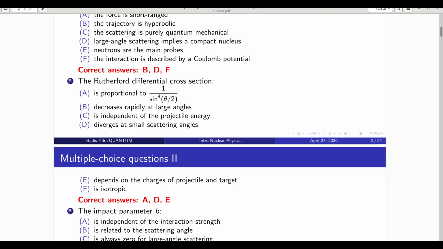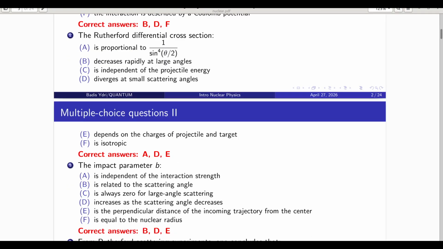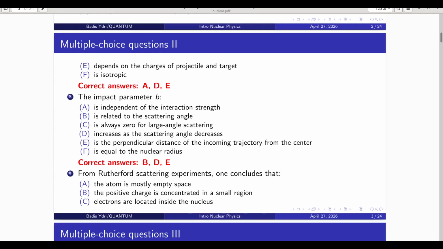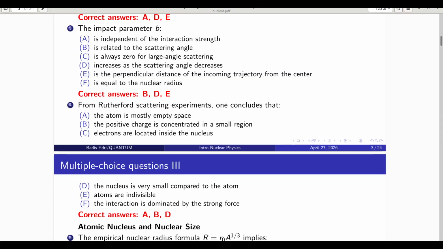The Rutherford cross-section is proportional to 1 over sine to the fourth of theta over 2. It becomes very large at small angles. It also depends on the charges of the projectile and the target. Finally, the impact parameter controls the scattering angle. A large impact parameter gives a small deflection. A small impact parameter gives a large deflection. So Rutherford scattering teaches us that the atom is mostly empty space with a tiny, dense, positively charged nucleus.